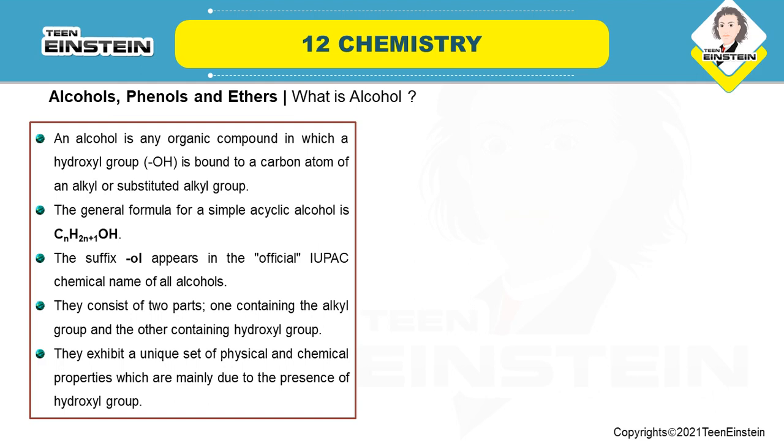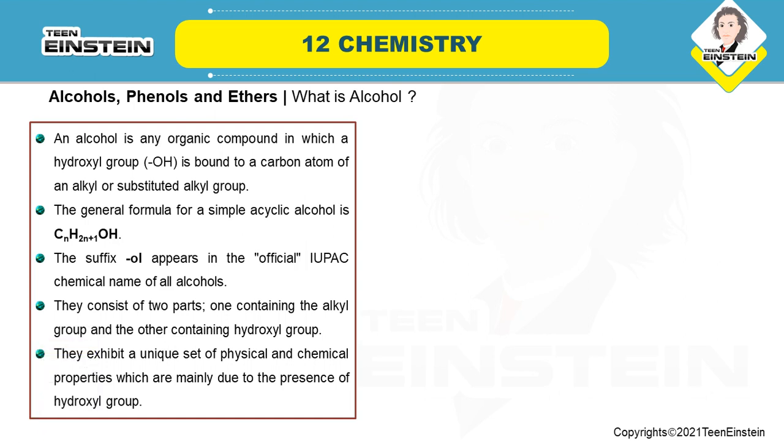Hello, this is the first chapter of alcohols, phenols and ethers. First of all we have to know what is alcohol, and after finishing the discussion related to alcohols, there will be discussion next related to phenols, and after that related to ethers.